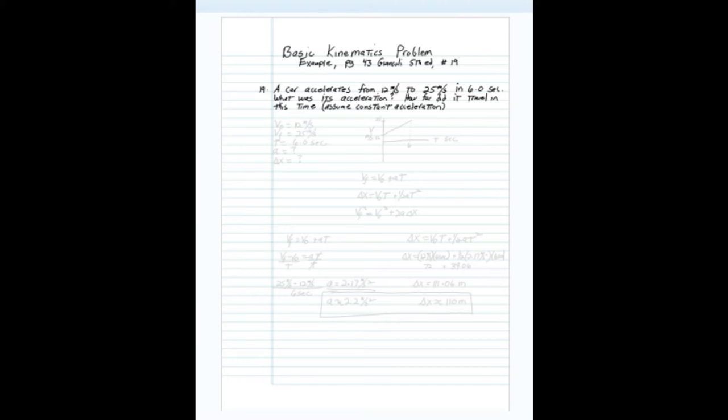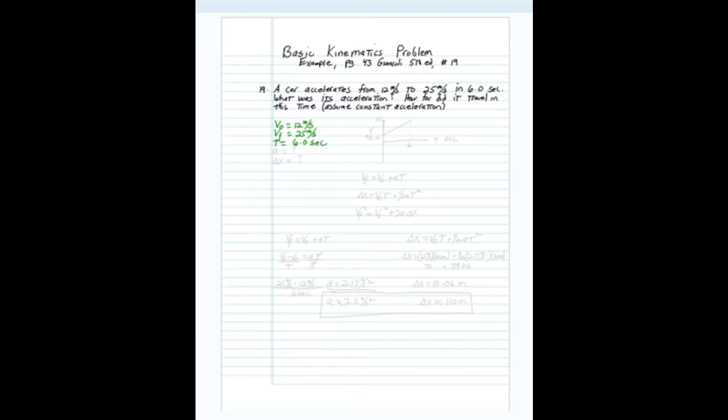All right, so what I'm told in the problem is that the car starts out at 12 meters per second and gets up to 25 meters per second. Those are both meters per second, they're velocities. So the starting velocity is 12 meters per second, and the final velocity is 25 meters per second. And that occurs over a time of 6.0 seconds.